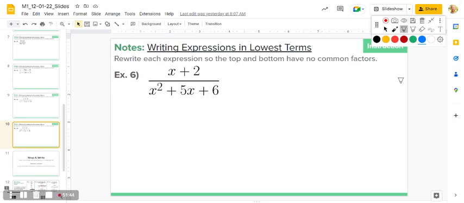For a final example, a little more complicated here. We have x plus 2 up top divided by x squared plus 5x plus 6. You'll notice that we have standard form on the bottom, and we actually want to pull this into factored form first before we can do anything. So it's x squared plus 5x plus 6. Let's move it into factored form. We can use our cross puzzle. We'll have 6 up top, 5 on the bottom. We need to multiply to 6 and add to 5. So we'll get 2 and 3 as our numbers.